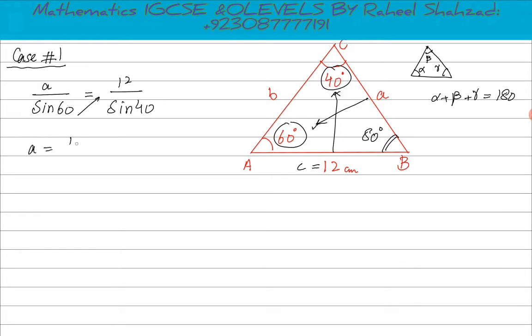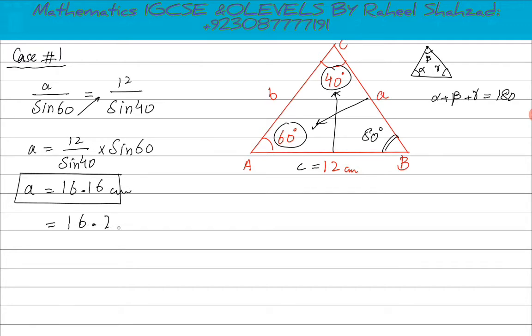So length A will become equal to 12 divided by sine of 40 times sine 60, and we use a calculator for this. The answer for A is going to be 16.16 centimeters. You can write it as 16.2 centimeters, because generally we need to write it to 3 significant figures. So length A is equal to 16.2 centimeters. Now we need to find length B.